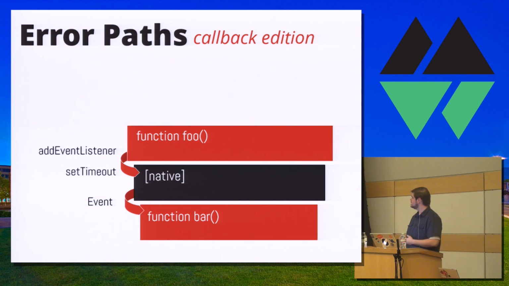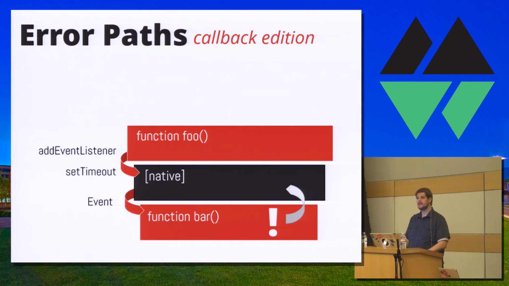Your code at some point will invoke some native function. It's going to call add event listener, or it's going to call set interval, or it's going to call set timeout, and it's going to ask that native code, hey, when something happens, call me back. Do this other thing for me. And then when that event happens, the native code, sure enough, will call that function you passed. But what happens when that function throws an error?